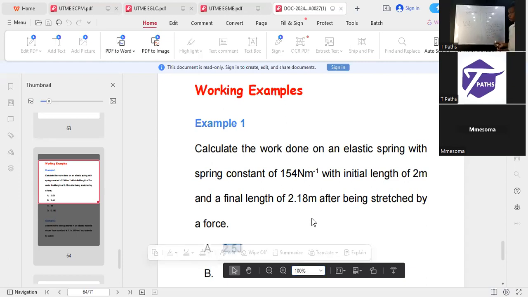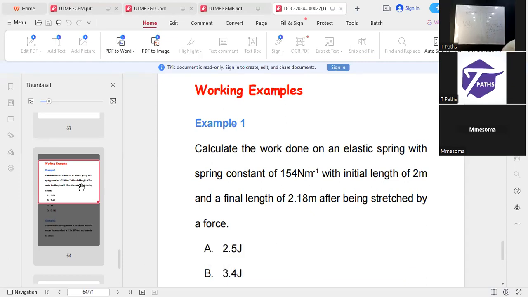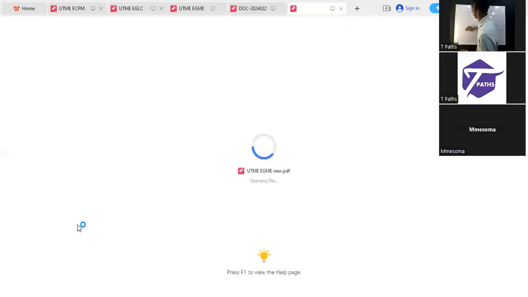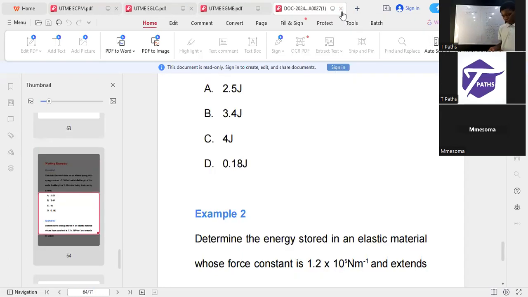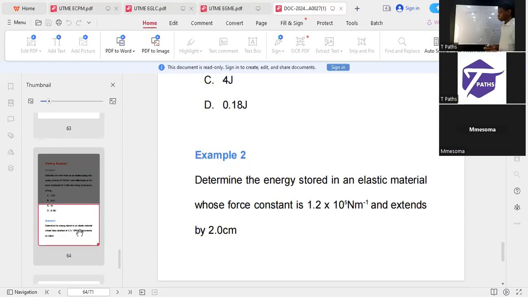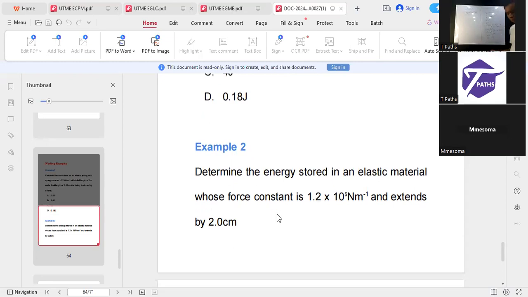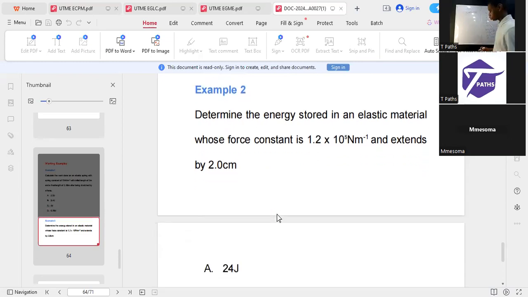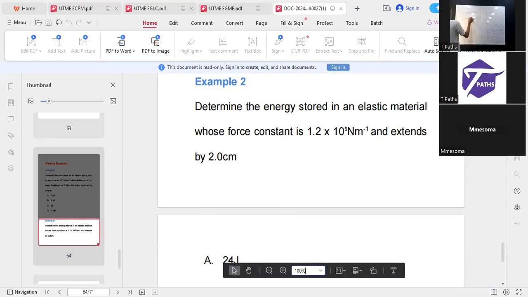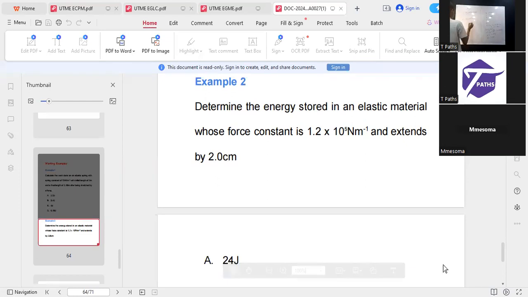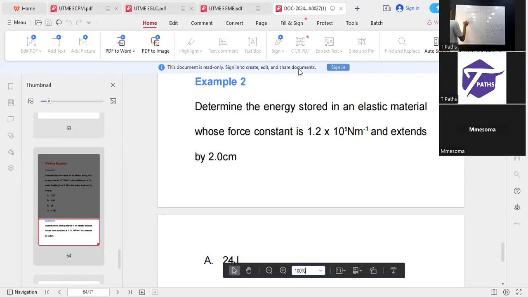So now we'll move to the next example. All right, moving to the next example. It says determine the energy stored in an elastic material whose force constant is 1.2 times 10 raised to the power 5 Newton per meter and extends by 2 centimeter. Okay, right? Force constant is 1.2 times 10 raised to the power 5 Newton per meter, and then it extends by 2 centimeter.